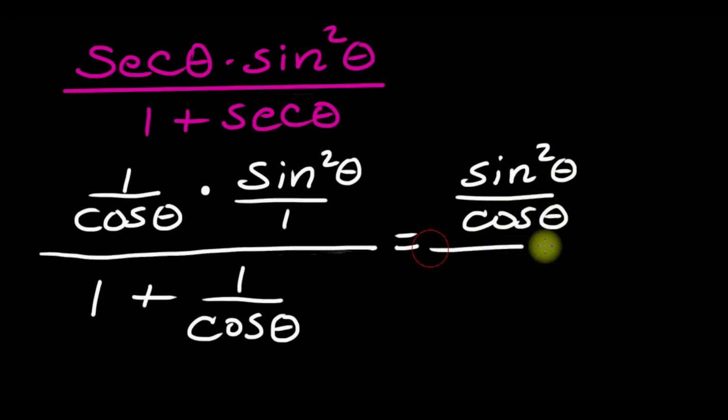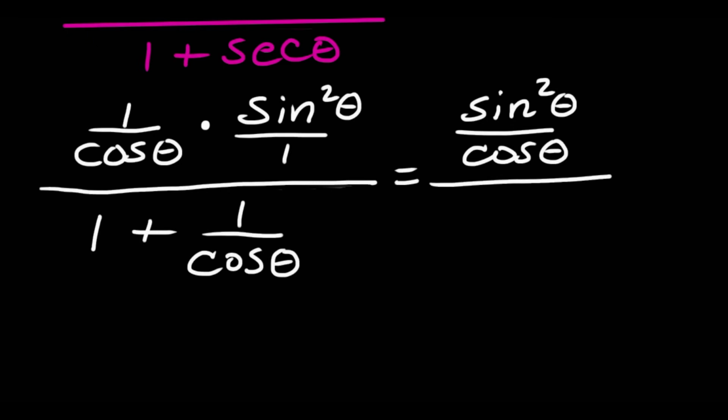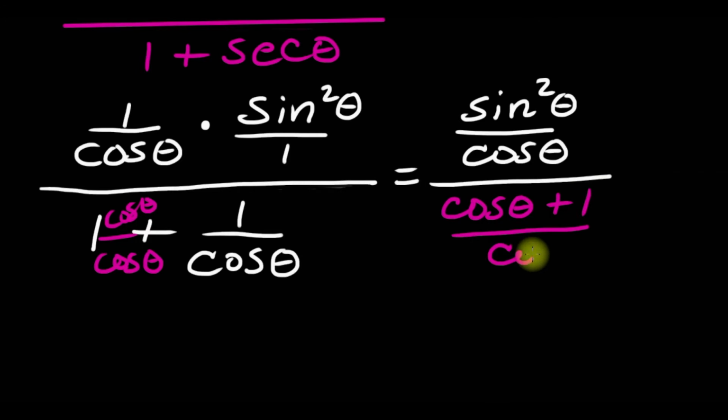Then I have to work out my denominator. I'm adding here, and I need a common denominator. So I need this to be cosine over cosine to get that common denominator. My answer is going to be cosine theta plus 1 all over cosine.